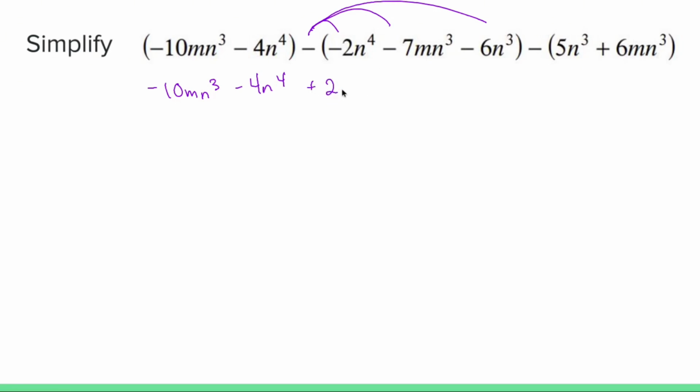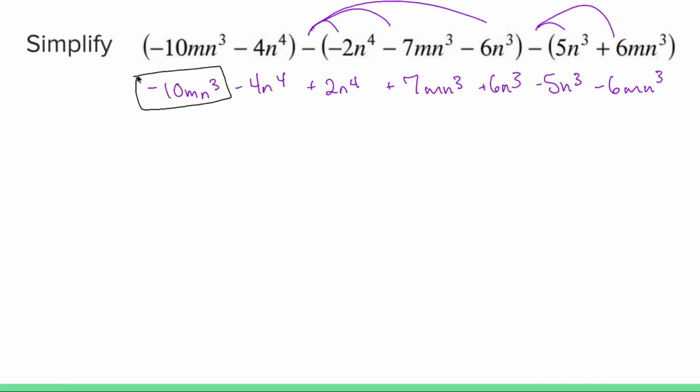So plus 2n to the fourth plus 7mn cubed plus 6n to the third. Same thing happens here. Distribute the negative. Minus 5n cubed minus 6mn to the third. All right. In no particular order, let's just start out with the mn to the thirds.